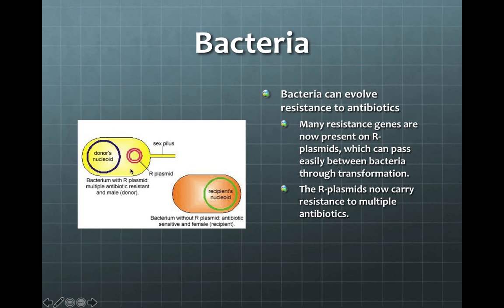So here is the bacterium with the R plasmid right here, and this is the donor's nucleus. These come together and make it more resistant to the antibiotics. So when this is included in here to make this green one, it makes it more resistant to antibiotics.